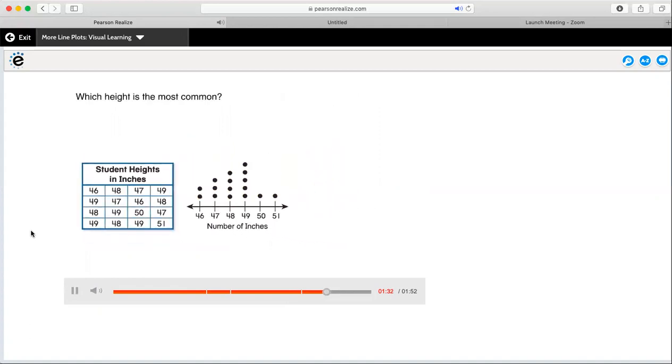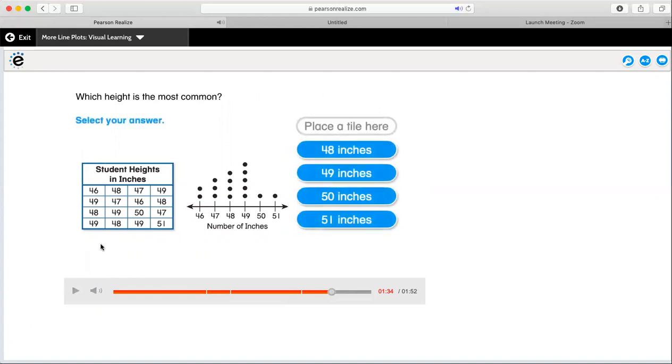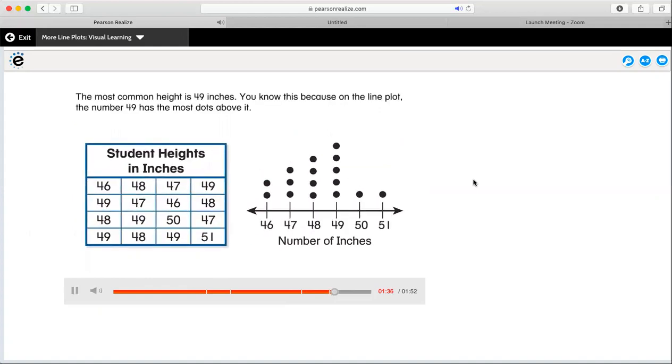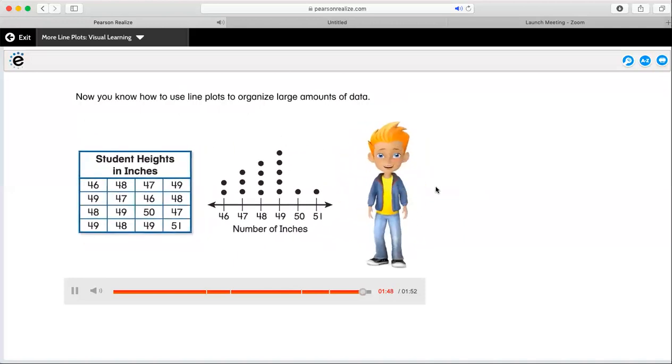Which height is the most common? Select your answer. So most common means which one has the largest amount or is happening the most, and that would be 49 inches. The most common height is 49 inches. You know this because on the line plot, the number 49 has the most dots above it. Now you know how to use line plots to organize large amounts of data.